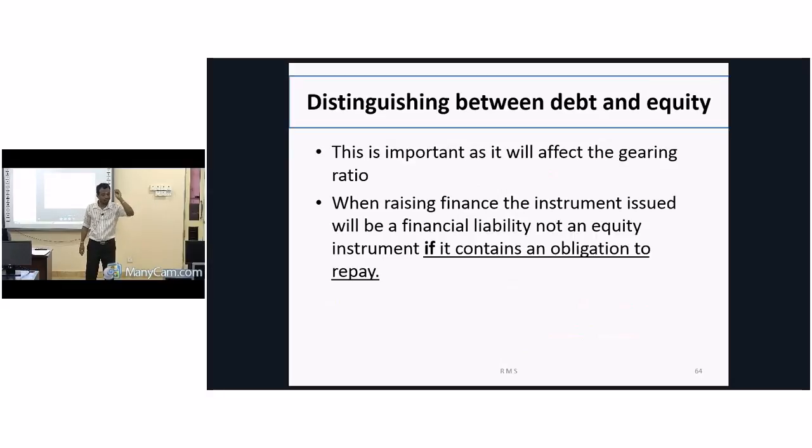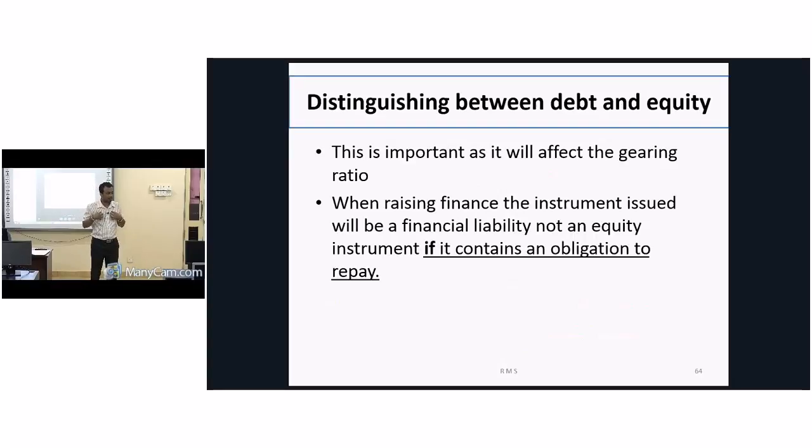You have an option to convert your debentures into equity shares at the end of the fifth year. Then from your side, it is a financial asset. You bought it from me. So in your hand it is a financial asset. From my hand, I'm not sure whether it is a financial liability or an equity instrument.